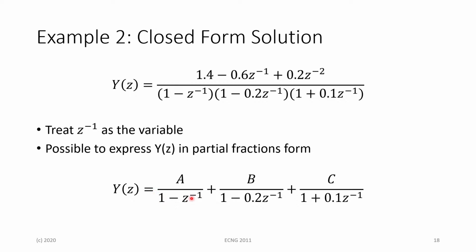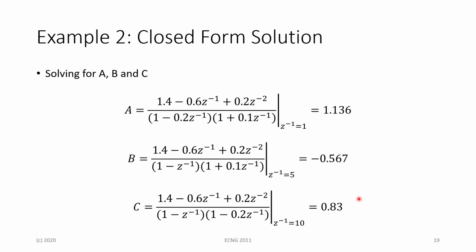the factor represented by a, which is 1 minus z to the negative 1. The numerator here remains the same when we're trying to solve for this. So in solving for a, the numerator remains the same, and we'll put all factors on the denominator that are not associated with a. That's going to be 1 minus 0.2 z to the minus 1 multiplied by 1 plus 0.1 z to the minus 1, which we can see here.